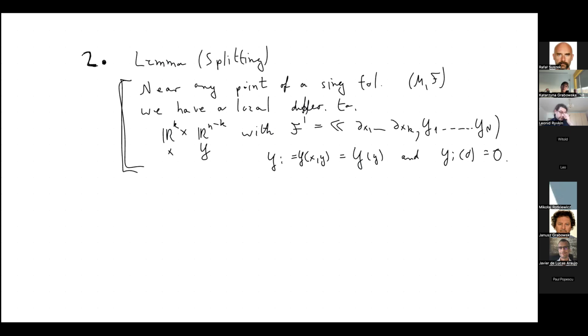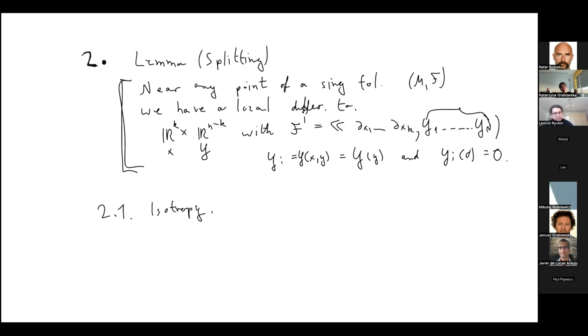Okay, so now the first invariant we can associate to a foliation is called isotropy. And the idea is the following. Let us just look at the y part. Let us forget the x part. We know that locally we can always split apart, and then we just restrict our attention here.